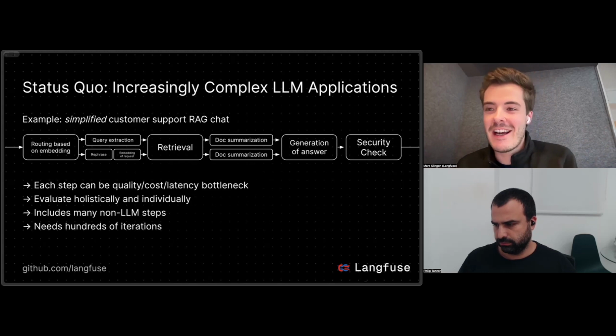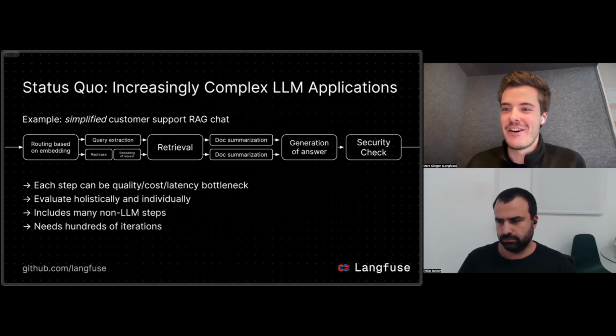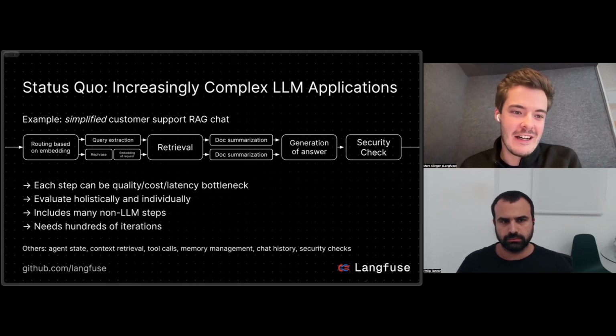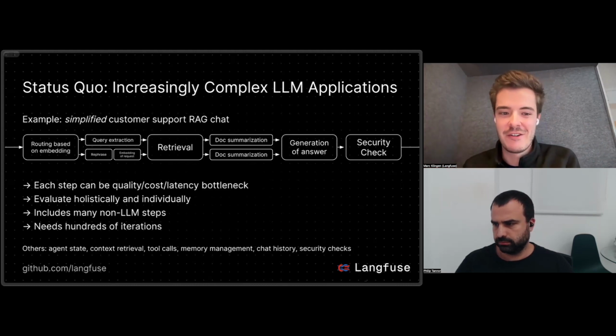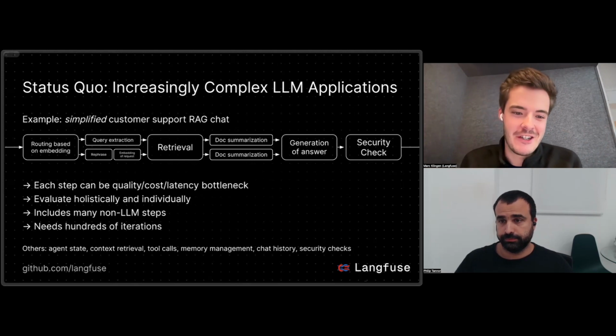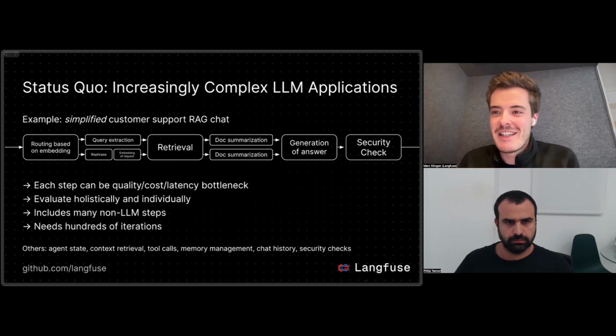Yeah, and it usually needs hundreds of iterations to get from an exec or hackathon demo to something that really is reliable in production, where you feel confident shipping it in a huge organization. These were just examples of steps. There are tons of others, like agent state, context retrieval, tool calls, memory management, chat history, security checks, whatever you see on Twitter or in papers, to then see whether it improves the application. We feel traces and spans as a concept map best to track what's going on in these systems.